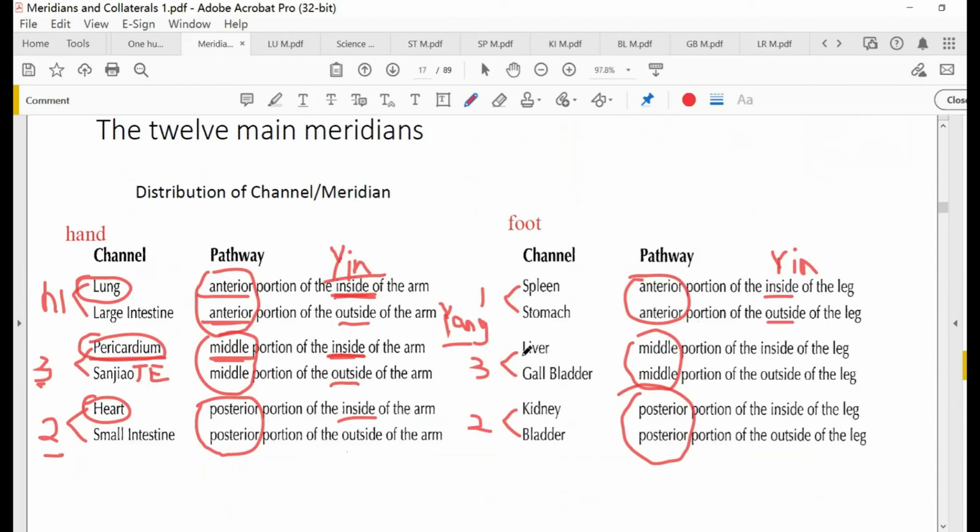So anterior, but generally they follow this pattern: anterior, middle, posterior.